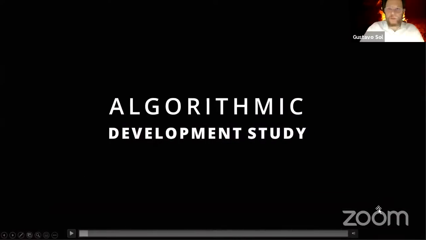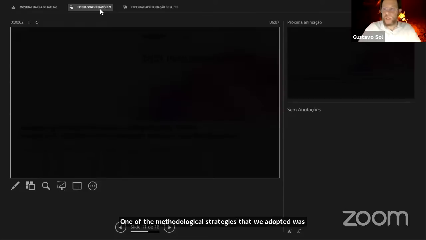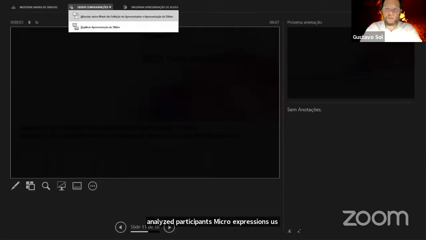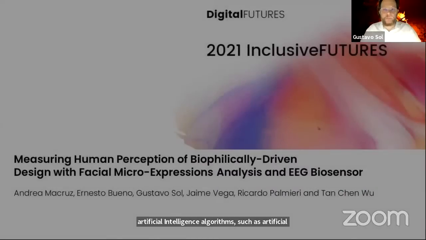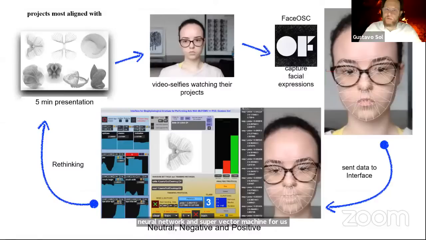One of the methodological strategies that we adopted was to analyze participants' microexpressions using artificial intelligence algorithms, such as artificial neural network and support vector machine. First, we selected five of the projects most aligned with the biophilic design created in the classes before. With these projects we made a 7-minute presentation, which we used as a stimulus to elicit reactions from the participants, asking them to watch these presentations while recording video of themselves.